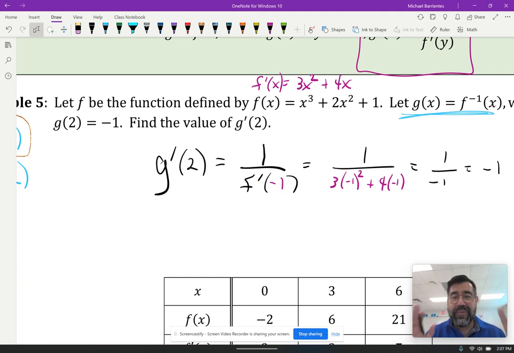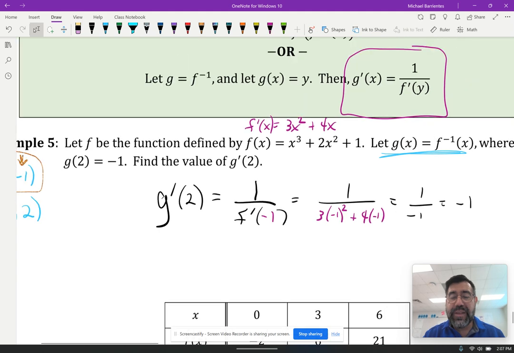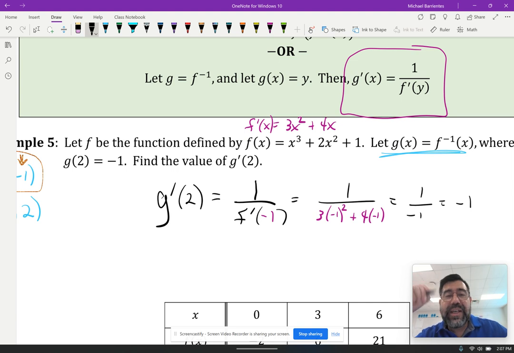Now again, we have to be careful. If you look at this purplish box, we're taking the derivative of the inverse. If we know the formula of the original function, then what I can do is take the derivative of the original function and take the reciprocal, as long as I evaluate it at the correct point. And the correct point is going to depend on the information that's given.